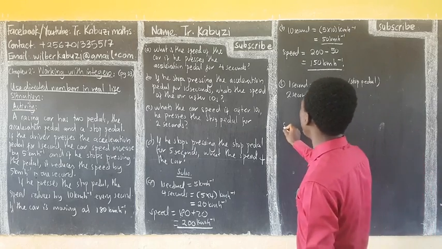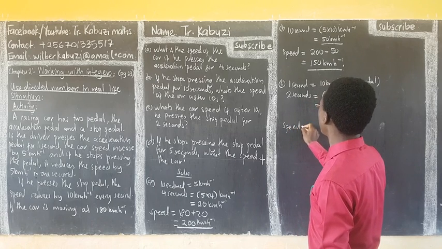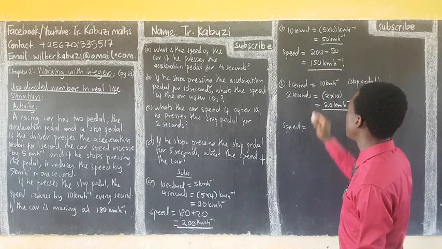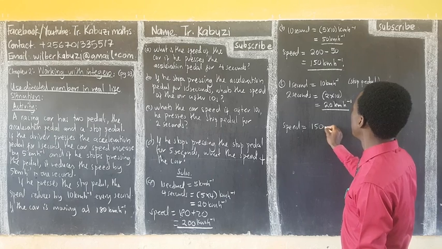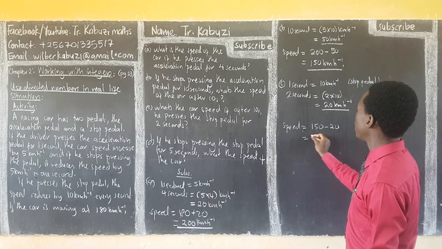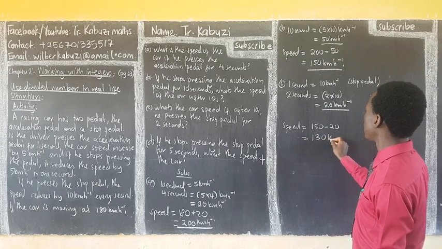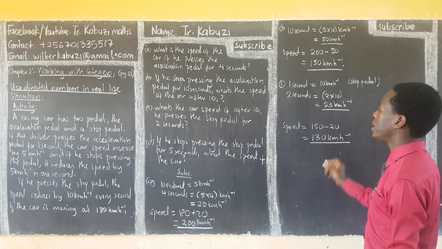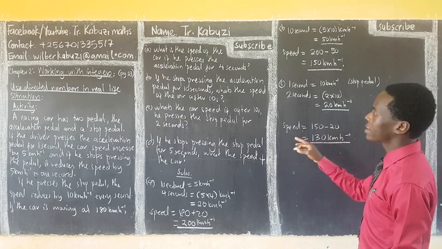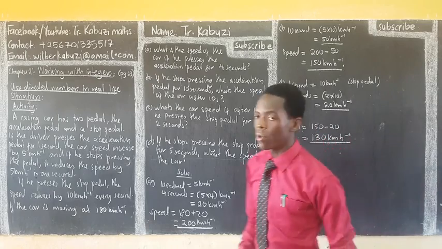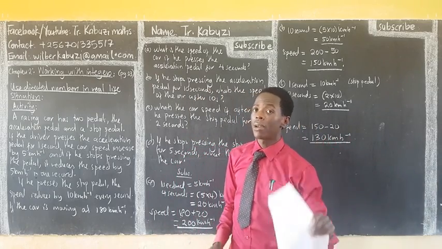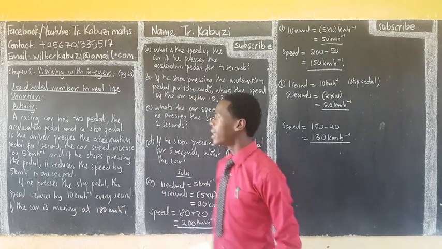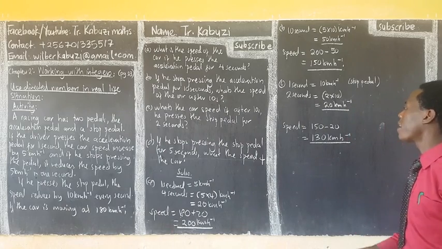So the speed will be equal to, this is our current speed, 150, then minus 20, which gives us 130 kilometers per hour. So that is the speed after. When you press the stop pedal, the car's speed reduces more rapidly, by 10, than when you don't press anything. That's why we have that.